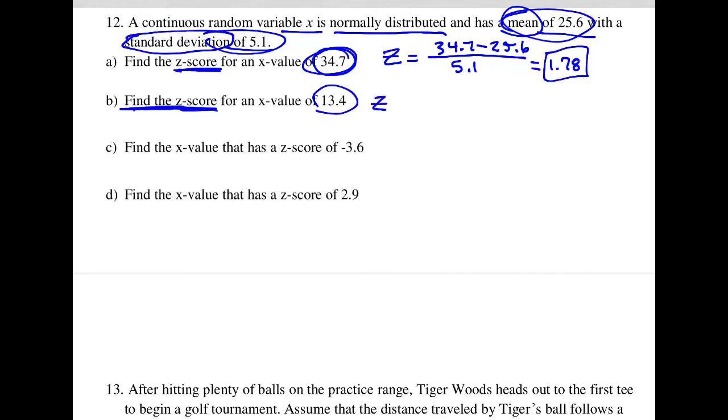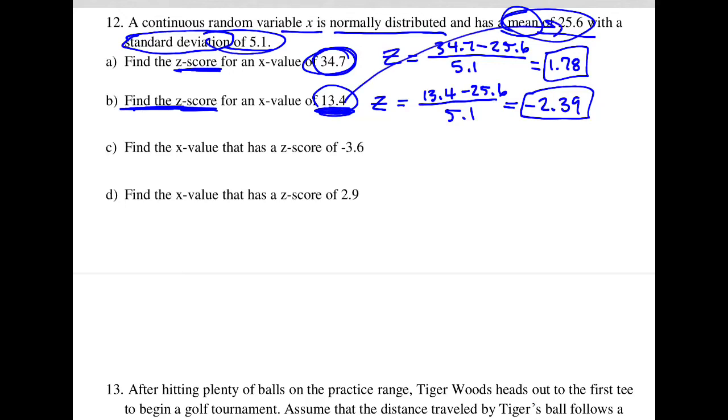So I'm going to use the same method because I'm leaving z blank, or leaving it as a variable, since we don't know it. But we do know the value, we know the mean, and we know the standard deviation. So I get that the z-score is approximately negative 2.39. So basically, we know that the value is below the mean since it's negative, which makes sense. The value, 13.4, is below the mean of 25.6. So it makes sense that it's negative.